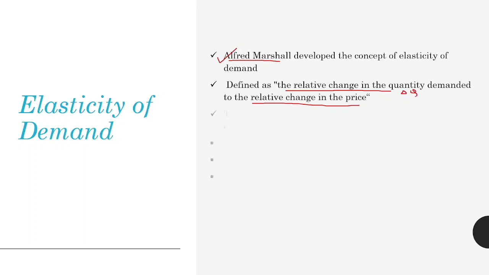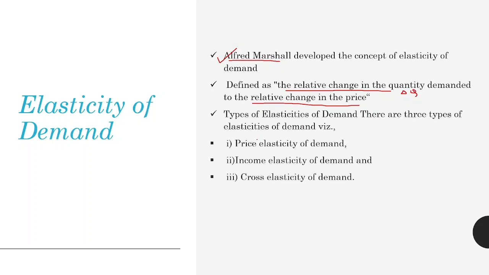So there are three types of elasticity of demand, and these depend on the factor we are taking into consideration. The first one is price elasticity of demand, the second one is income elasticity of demand, and the third one is cross elasticity of demand. So let's try to look at them one by one.